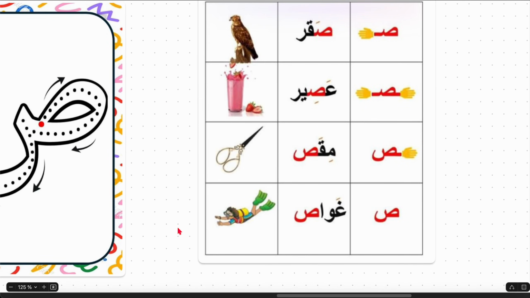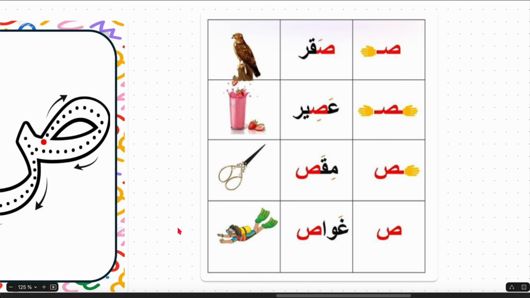Some examples about the letter Sad. Forms of the letter Sad and some examples. In the beginning of the word, like in the word Saqr. Saqr in Arabic has the letter Sad in the beginning of the word. Asir has the letter Sad in the middle of the word.